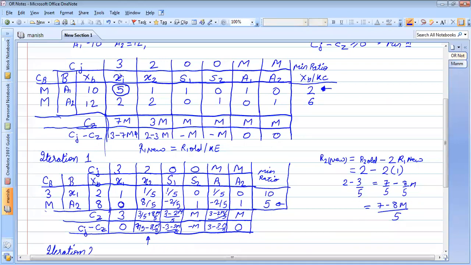Then here it will be 1 by 5 into 3, 0 minus 3 minus 2M by 5. So this will become minus 3 plus 2M by 5. This will be 0 plus 0 minus M. So this will become minus M. Then M minus 3 minus 2, 3M by 5. Okay.